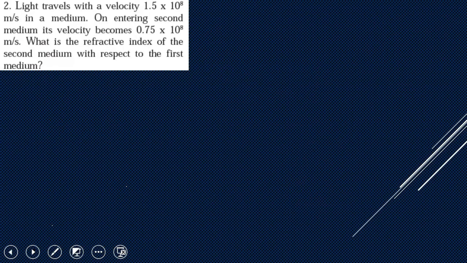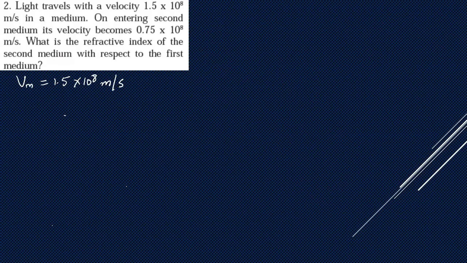Secondly, let us solve this one as well. Light travels with a velocity of 1.5 into 10 to the power 8 meters per second in a medium. So they have just given us the velocity of light in a medium. That's 1.5 into 10 to the power 8 meter per second. On entering the second medium, so let this be medium 1, the velocity of light in medium 2 they have given as 0.75 into 10 to the power 8 meter per second. What is the refractive index of the second medium with respect to the first medium? So we need to find refractive index of 2 with respect to 1.